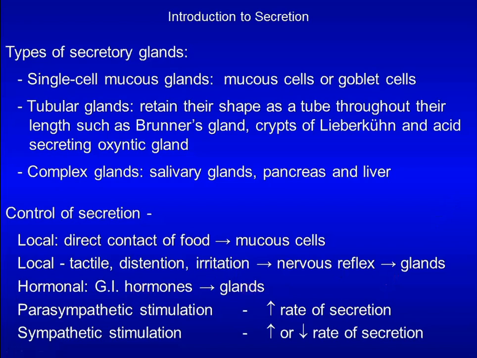Parasympathetic stimulation increases glandular secretion rate. Sympathetic stimulation has a dual effect. Sympathetic stimulation alone usually slightly increases secretion, but sympathetic stimulation also constricts the blood vessels and reduces the glandular secretion.